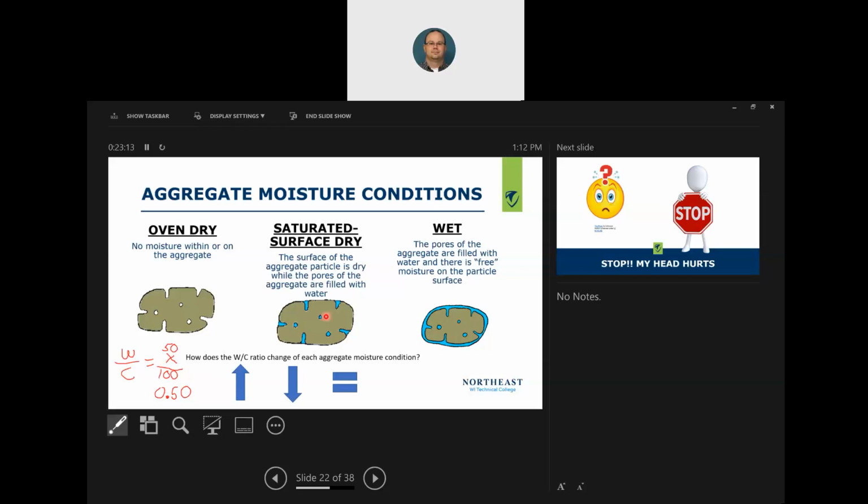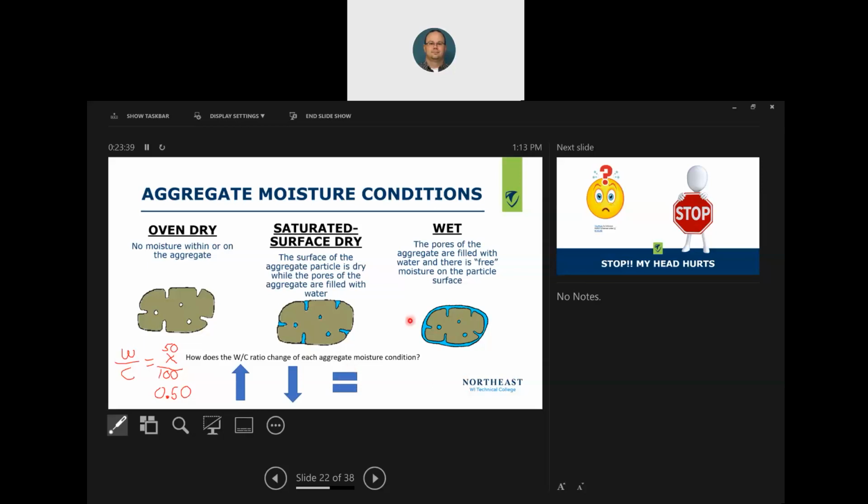That means all the pores are already filled with water, and then when we add our mixing water, there's not going to be any excess water, or none of that water is going to be sucked up by the aggregate. So that means our water cement ratio stays at 0.50. So what happens to our water cement ratio? It stays the same.